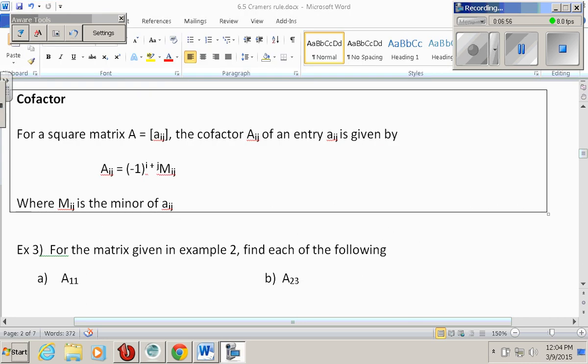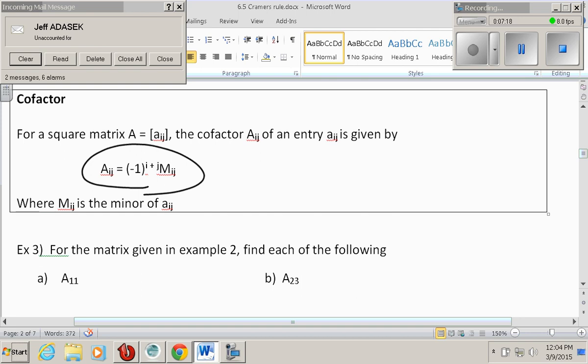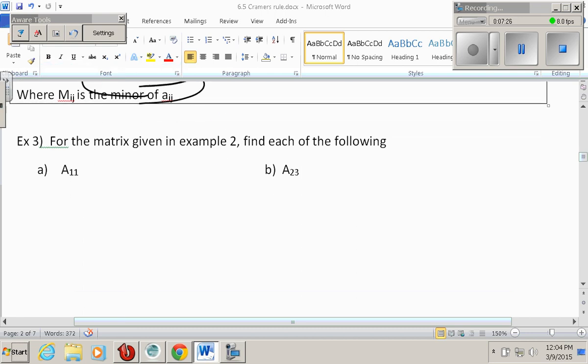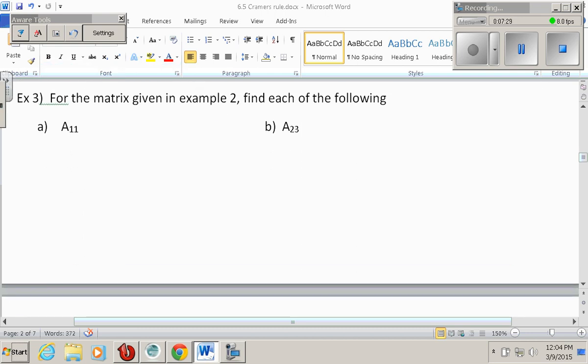Okay, so the next thing we're going to be talking about is cofactor. For square matrix A, the cofactor A sub ij of an entry A sub ij is given by, so it's a formula. Basically, we're going to be working with this formula in order to find cofactors, where M sub ij is the minor. So we just talked about how to determine that minor. So now we're going to be looking for cofactors. Okay. So for the matrix that we were given in example 2, we're going to use that in order to find these cofactors. Okay.